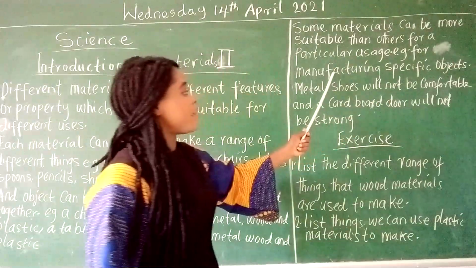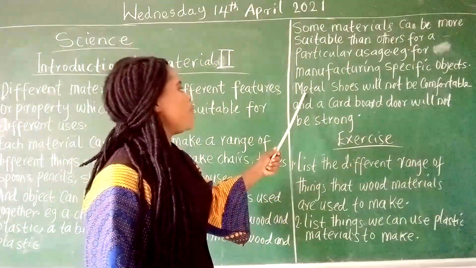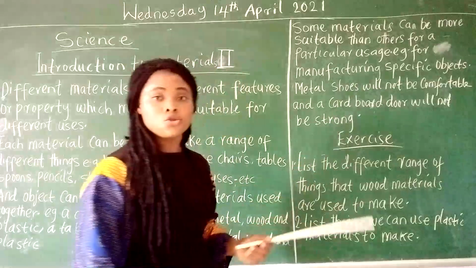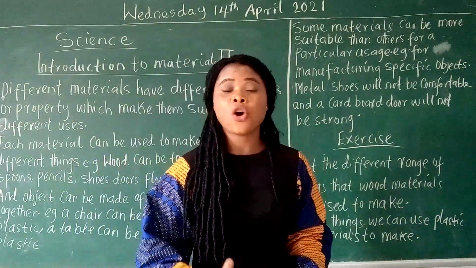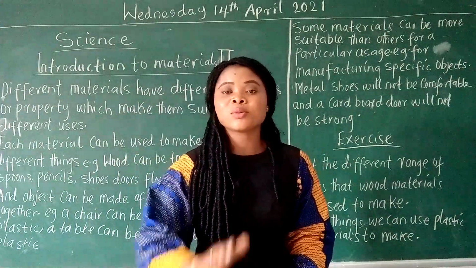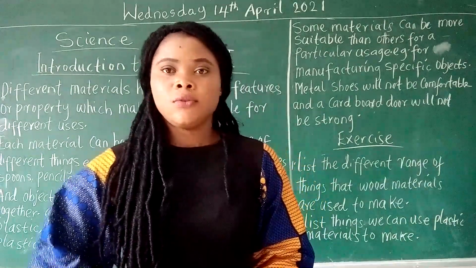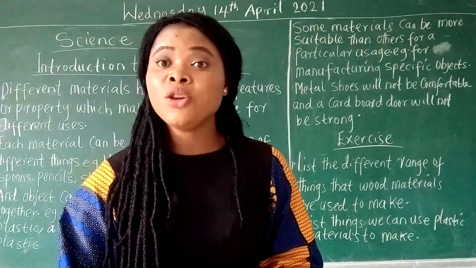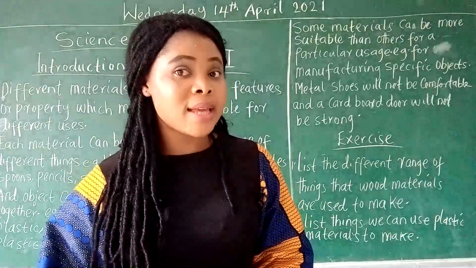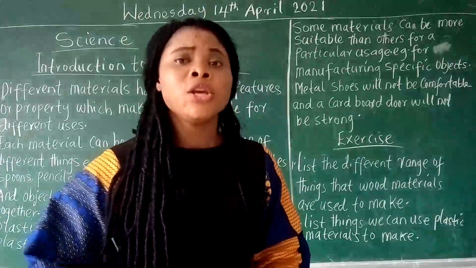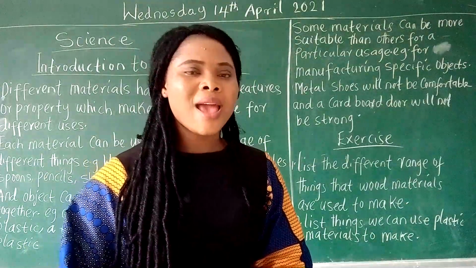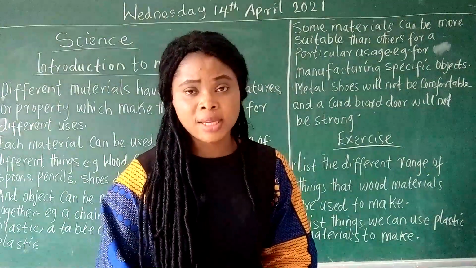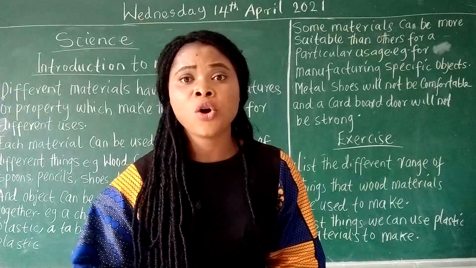Example, for manufacturing specific objects, metal shoes will not be comfortable, and a cardboard doll will not be what? Strong. When we are manufacturing some specific object, there are materials that are not what? Suitable for them to be used. You cannot use cardboard to make a doll. You can only use wood or metal to produce a doll. Also shoes. You cannot use metal to produce shoes, because it will not be what? Comfortable. So each object has its own what?